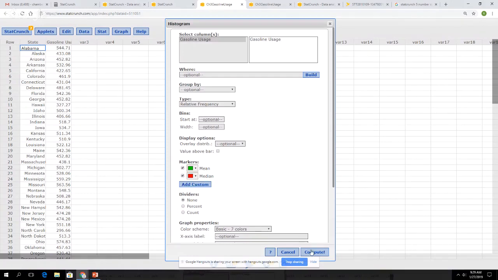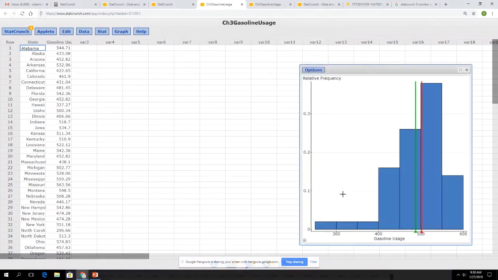That's all I'm going to do for here. I can always go back into the options and make more stuff happen. Okay, so we do have a little bit of left skew because the mean is left of the median. What else do we have here? Definitely got a tail, right?